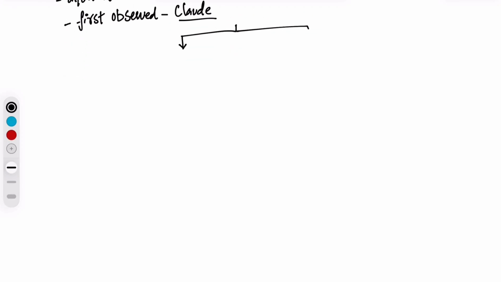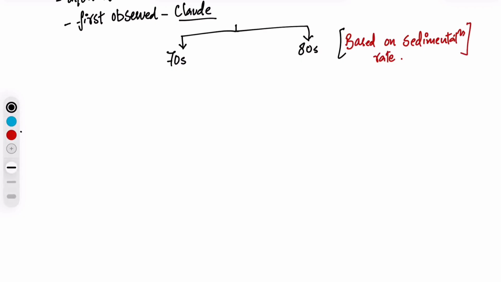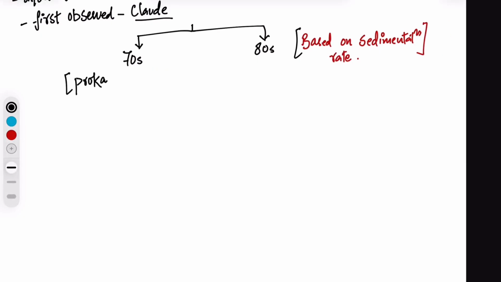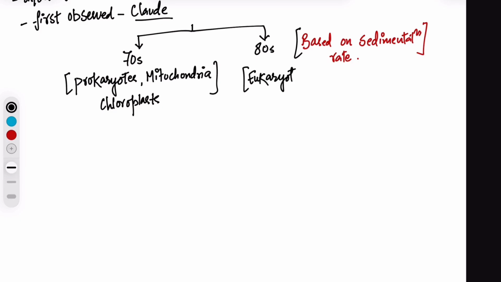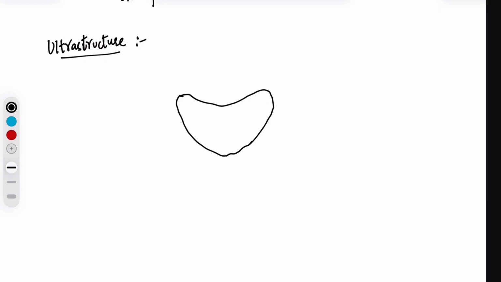Based on the sedimentation rate, they are divided into two types: one is 70S and one is 80S. Sedimentation is a process by which they get separated. The 70S subunits are found in prokaryotes and in mitochondria and chloroplasts, and the 80S structure is found in eukaryotes basically. We will now see the structure of the ribosome and how it is present in our cell.